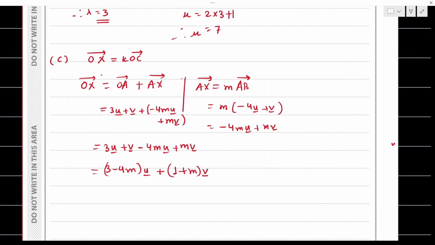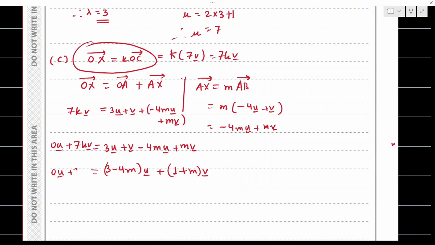this gives us this. I can now take this expression and write it here. So OC is equal to 7V, so k into 7V, or 7kV, is our expression for OX. So I can write 7kV on our right hand side. I can express 7kV as 0 into U vector plus 7k into V vector.